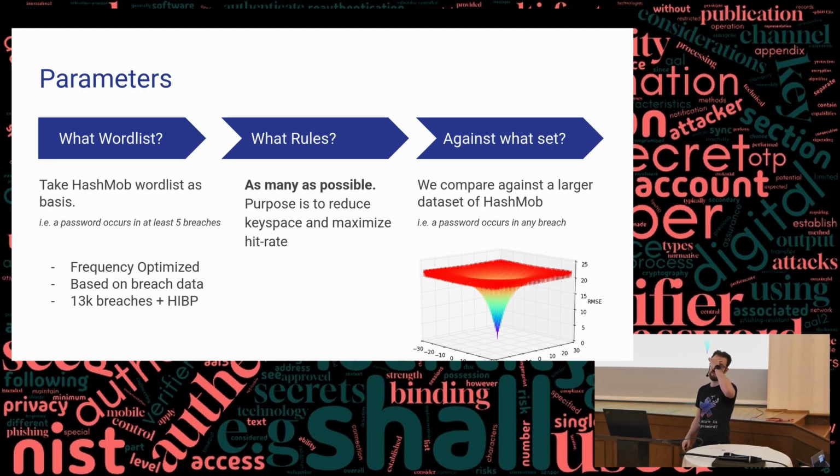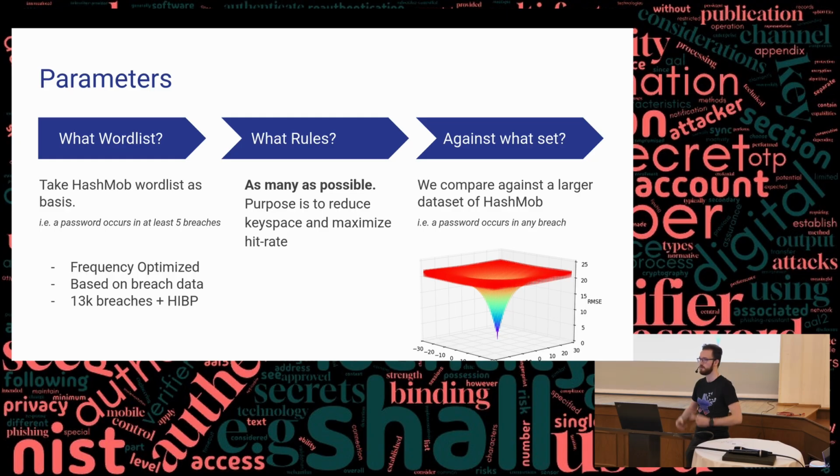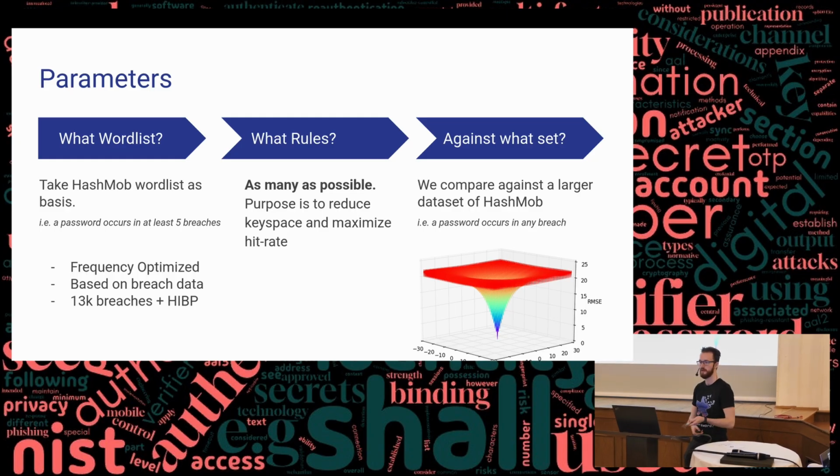So running it, I used the HashMob wordlist as basis, everything that occurs in at least 5 breaches, frequency optimized based on real data, so it's relevant and accurate. It includes Have I Been Pwned, it's 13,000, quite significant. The idea of the rule optimization is to analyze as many as possible, so the more the merrier. And we compare that against a larger data set. Instead of 5, we take everything.